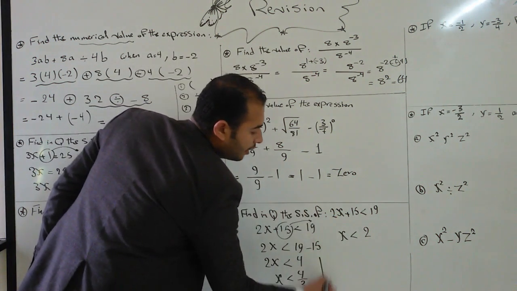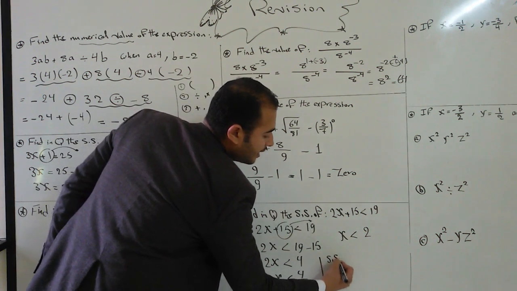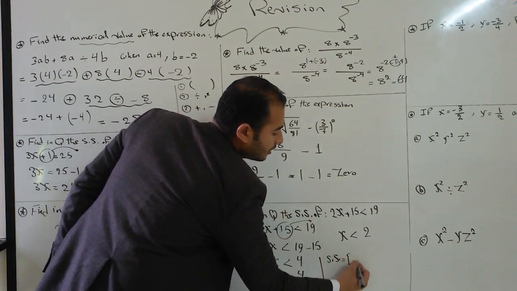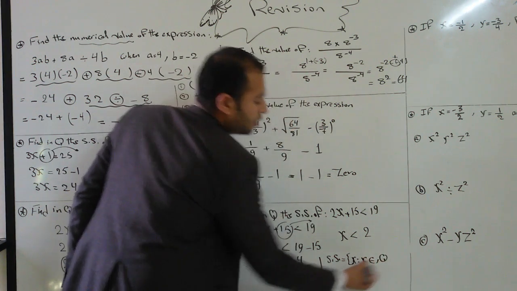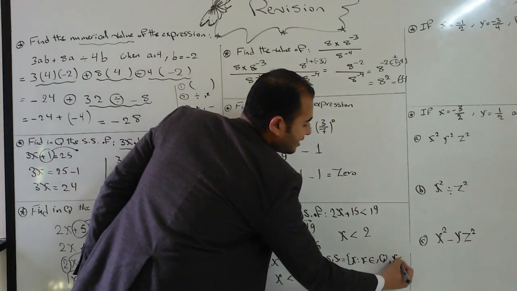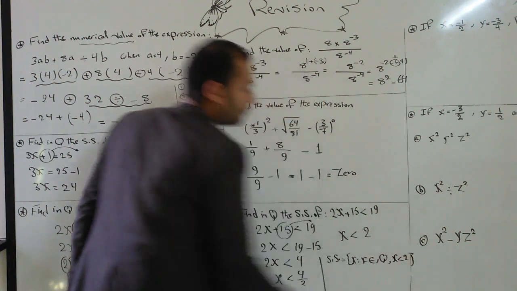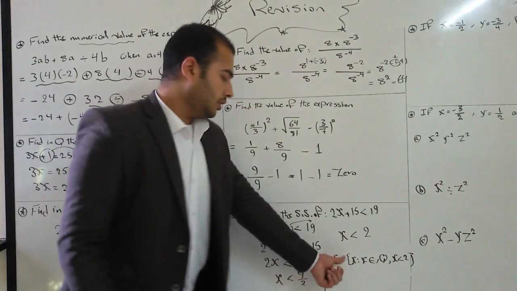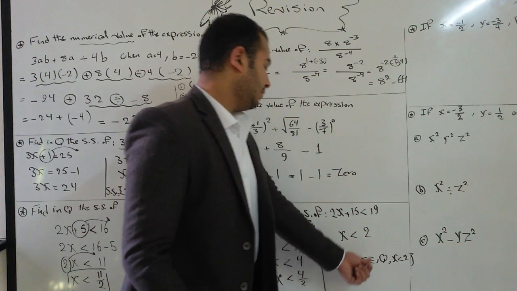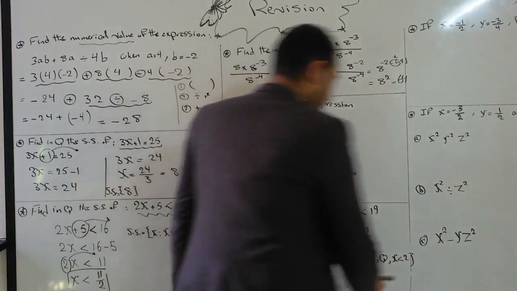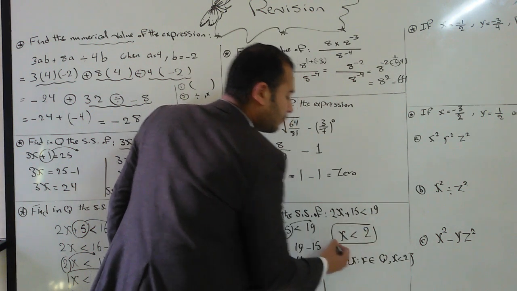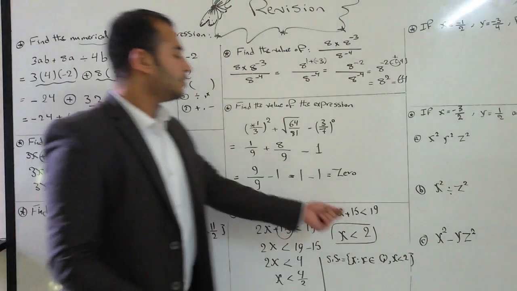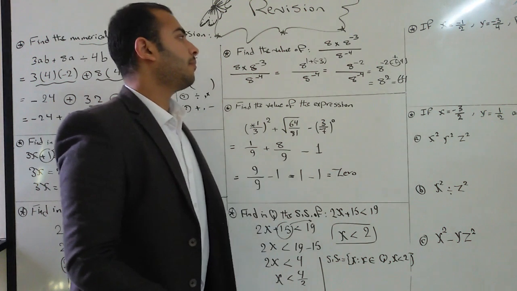Then put them in what? In the description method. Solution set: x where x belongs to the rational numbers and x less than 2. Here the solution set equals the set of x where x belongs to the rational numbers and x less than 2. It means any rational number less than 2 belongs to the solution set.